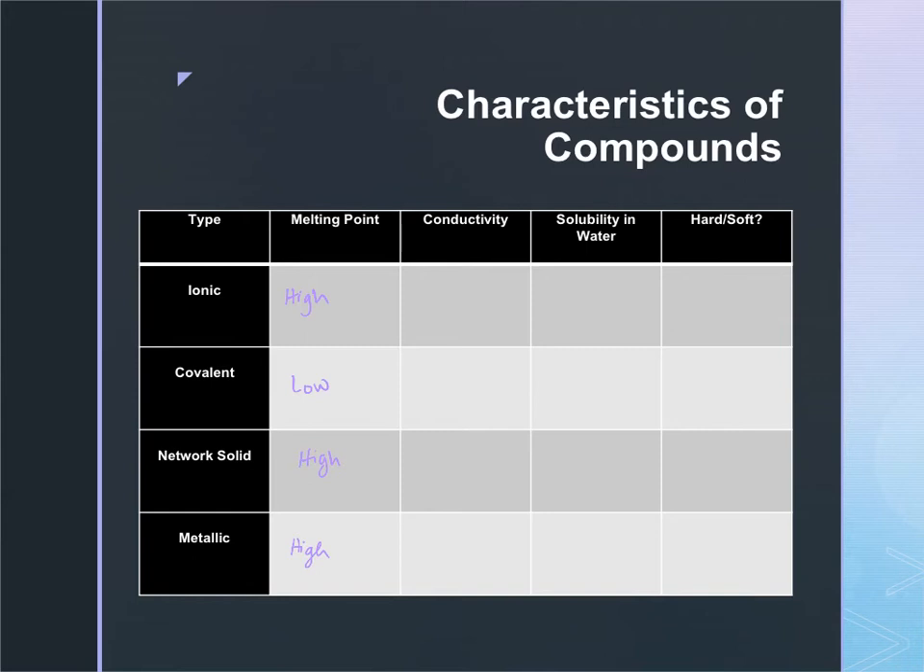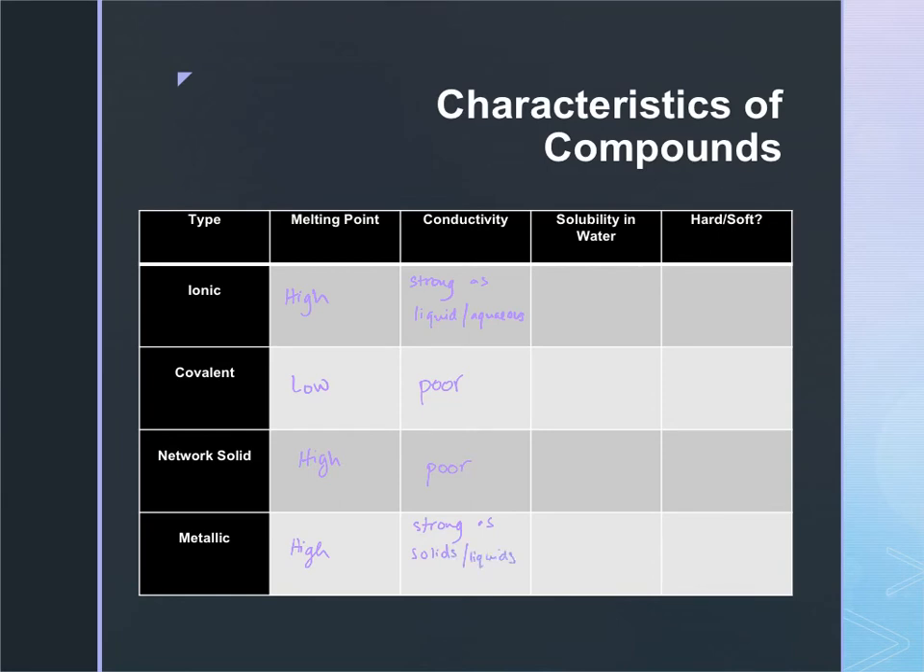Conductivity, though, sometimes it depends on the different states and phases of matter. Ionic substances cannot conduct electricity as solids, but they can in both the liquid and aqueous states. So that means when you dissolve it in water, then it can be a conductor of electricity. Covalent compounds, on the other hand, are poor. Network solids are also poor, but metallics are strong as solids or liquids even.